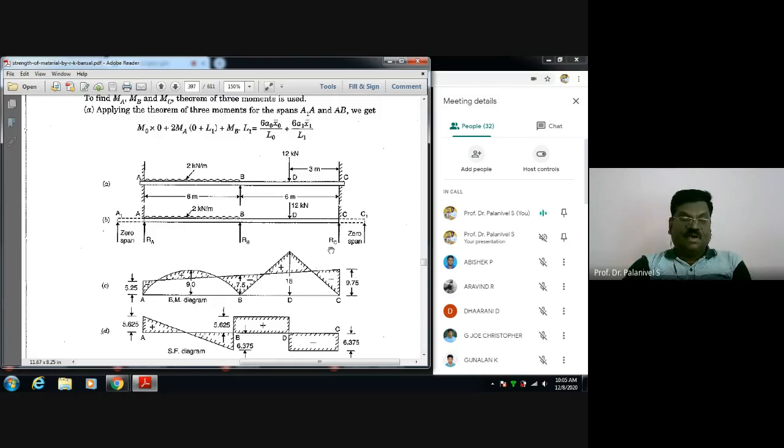Now you solve the equations for the unknowns. That's all, this is the concept. You will get the moments at A, B, and C. So now I have told you the concept of solving.